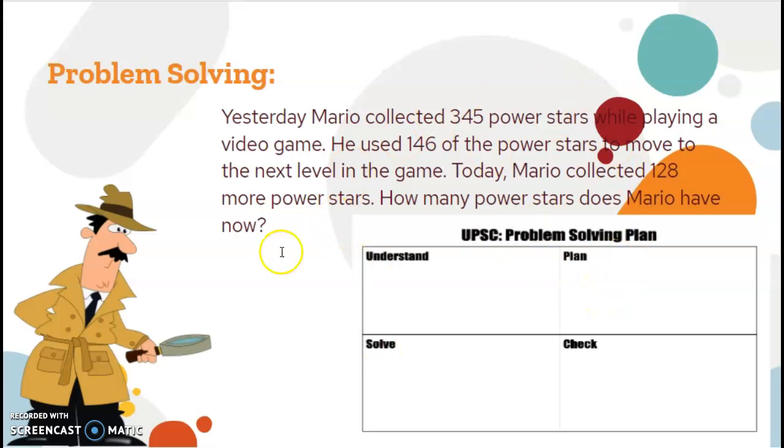Now, do not discard this problem or throw it away and lose it in your math journal, because you're going to need it for Monday. We're going to pick up with this same problem on Monday and we're going to solve and check. So we're going to go over the words that you should have highlighted, the clues that you should have highlighted, and how your plan should look in order to solve and check your work.